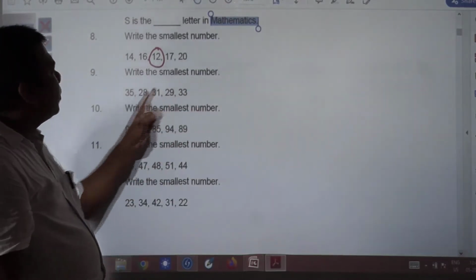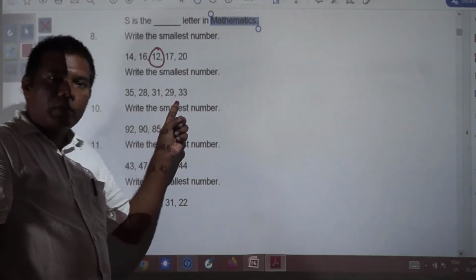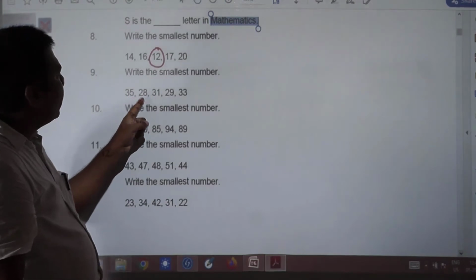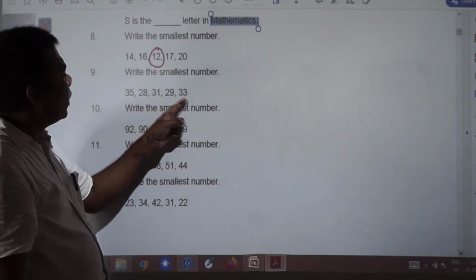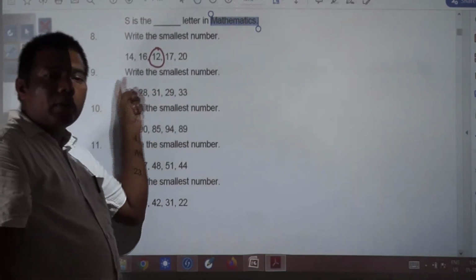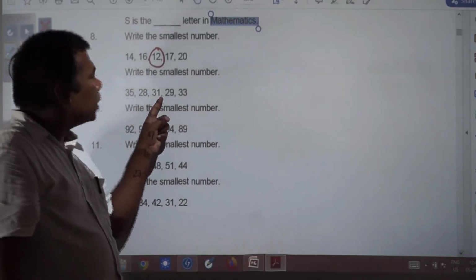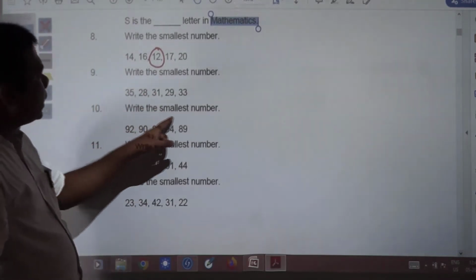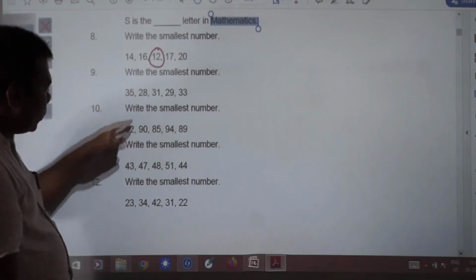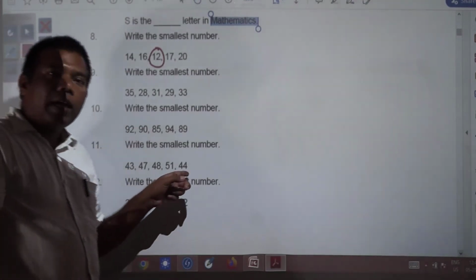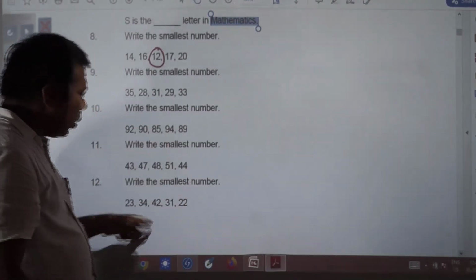Write the smallest number. I think you will be able to compare this 35, 28, 31, 29, 33. You need to find out yourself. You find out which one is the smallest number. Write the smallest number over here again. So similar questions are there. I think you will be able to solve all the questions.